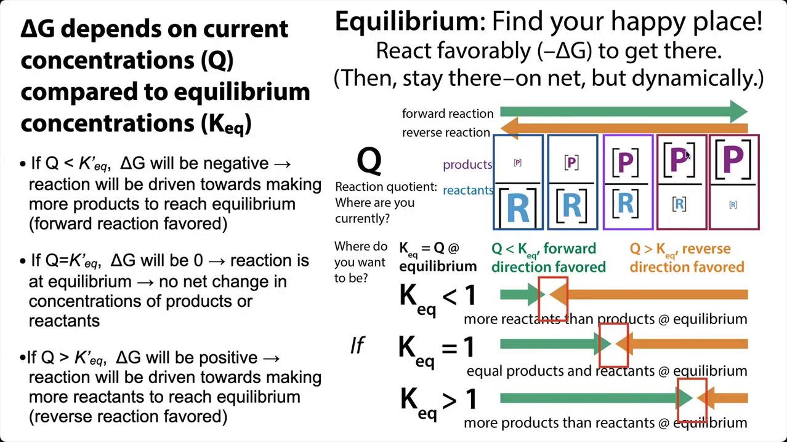But the key thing is that what we have now is equal to what we would have at equilibrium. But if our Q is greater than our Keq, this means that we've got more products now than we would have at equilibrium. And so we need to actually go backwards. We need to make more reactants, break down those products to make more reactants in order to reach those concentrations that we would have at equilibrium. So our reverse reaction would be favorable. Our forward direction would be unfavorable. We'd have a positive delta G.